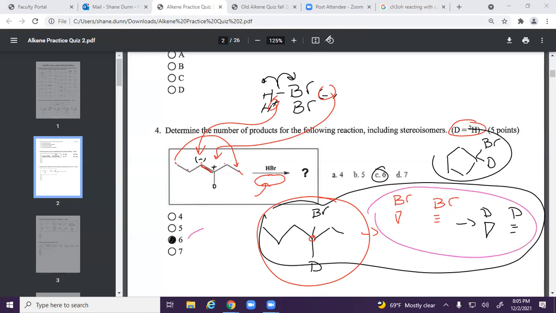He said his answer key says six, right? So my idea is that he probably had a product there, or is assuming you guys know products that could occur from this reaction.